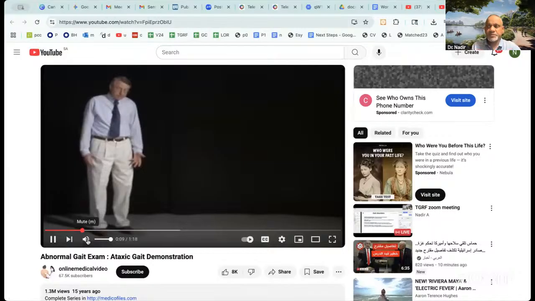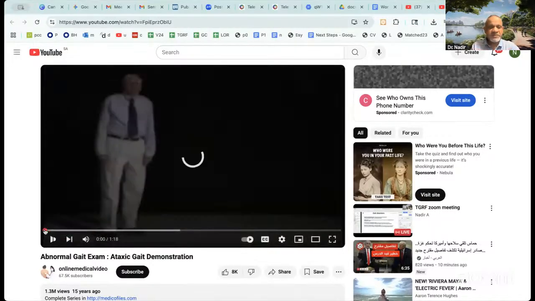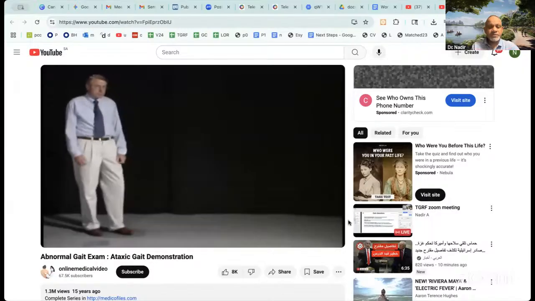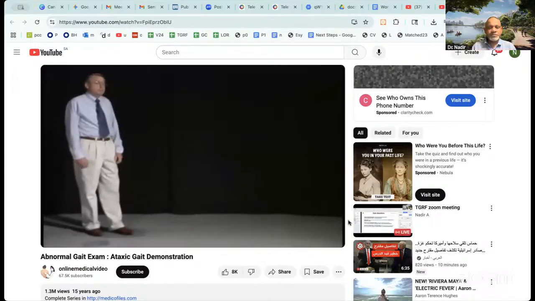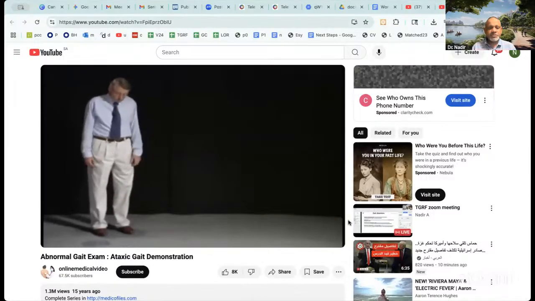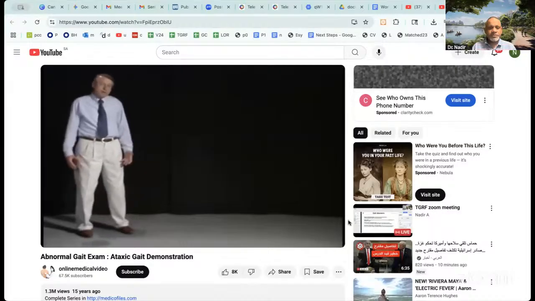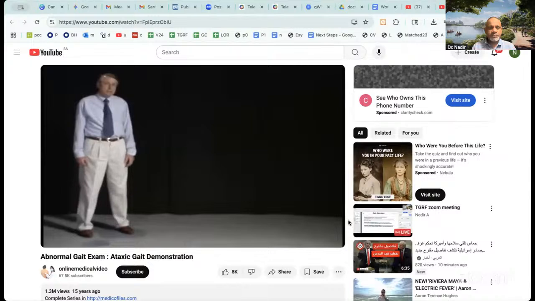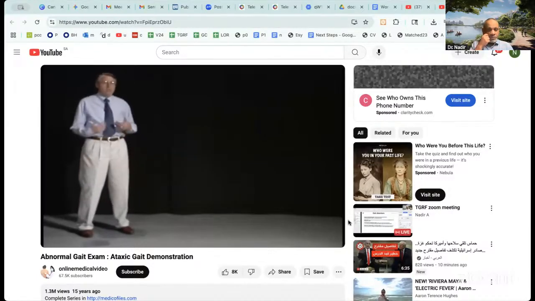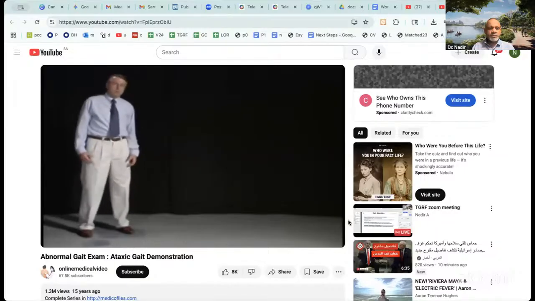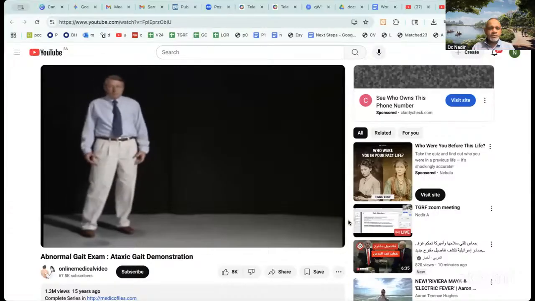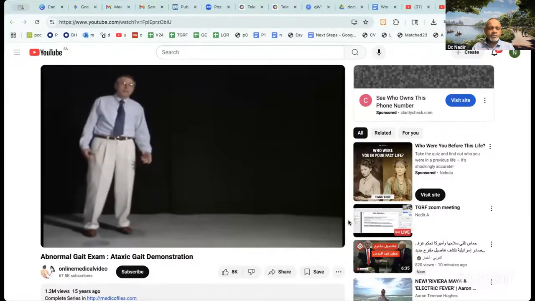Narrowing the station and maintaining balance. So I'm going to start from the last gait that I'm going to demonstrate, the ataxic gait. In the ataxic gait, the patient has difficulty narrowing the station and maintaining balance. So typically they'll have a wide stance, trying to maintain balance, and oftentimes there will be unsteadiness in the trunk. So there may be some truncal titubation, which is an anterior-posterior type tremor at about 3 hertz.